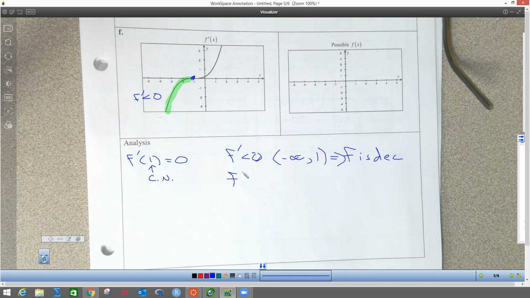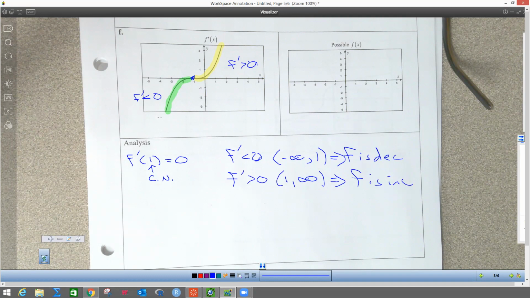And then, if I look here, I look at this part, all of that part is above. That part is above, which tells me f prime is greater than 0 because it's above the x-axis. So f prime is above 0 from 1 to infinity. And what that tells me is f is increasing. F is increasing on that part.